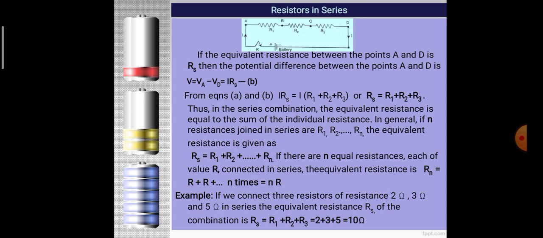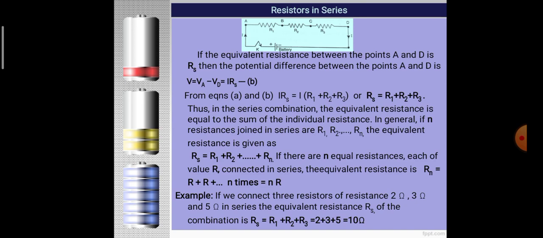If the equivalent resistance between the points A and D is Rs, then the potential difference between the points A and D is V is equal to I into Rs. Consider this as equation B. From equations A and B, IRs is equal to I into R1 plus R2 plus R3. Cancelling I on either side, Rs is equal to R1 plus R2 plus R3. Thus, in the series combination, the equivalent resistance is equal to the sum of the individual resistances.